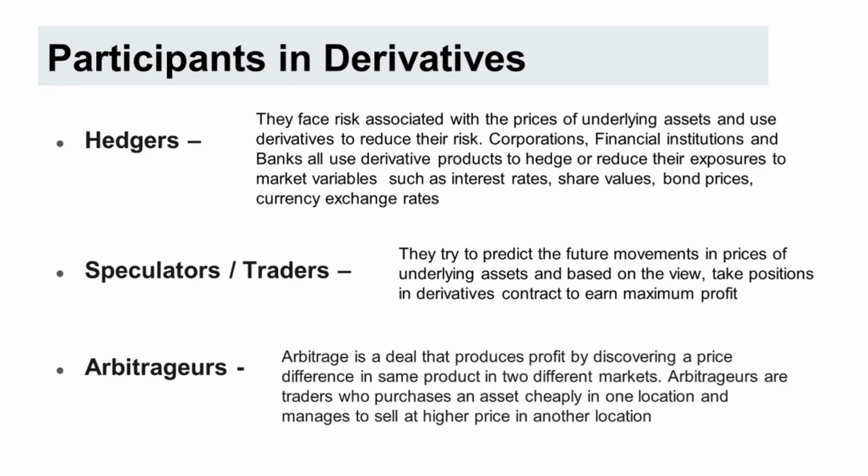Now let's have a look at the participants in derivatives. The first one is hedgers. Hedgers face risk associated with prices of underlying assets and use derivatives to reduce their risk. Corporations, financial institutions, and banks all use derivatives products to hedge or reduce their exposure to market variables such as interest rates, share values, bond prices, and currency exchange rates. So hedgers are just the participants in the derivatives market.